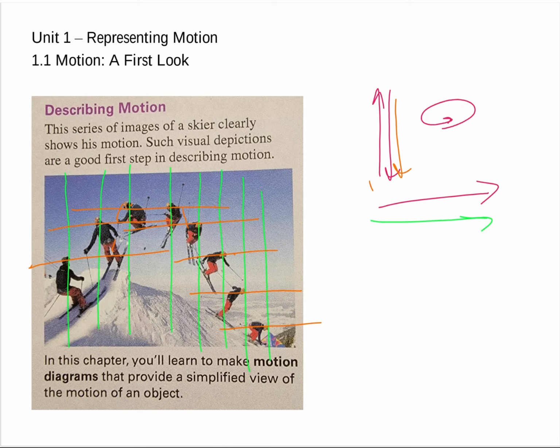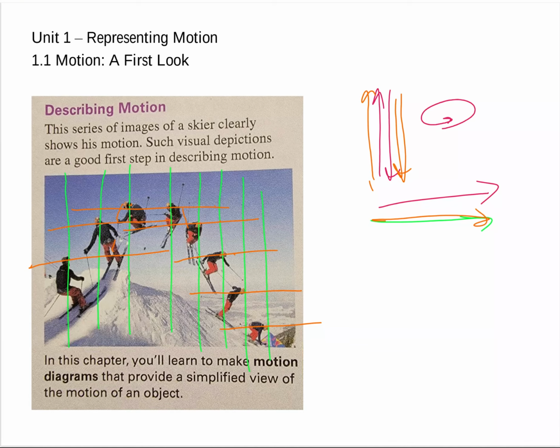Now gravity is accelerating because it's pulling down. So what are we doing as we go up? Speeding up or slowing down? Slowing down. And what are we doing as we go down? Speeding up. What are we doing as we go this way? Speeding up or slowing down? Speeding up. Or neither? Well, it depends on the angle.